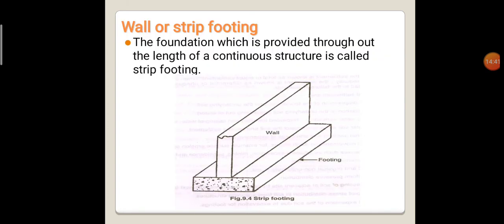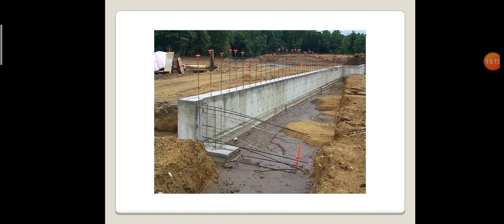So next one, wall or strip footing. The only difference is here we need to provide the wall throughout the footing. That is the main difference from the isolated column footing. So here the wall which is present above the footing or above the foundation is throughout the length. That is the main difference. Here it is mentioned wall or strip footing. So this is the example for wall or strip footing.